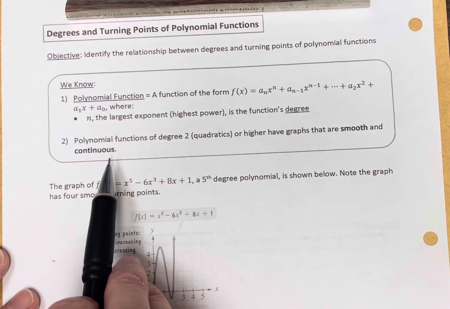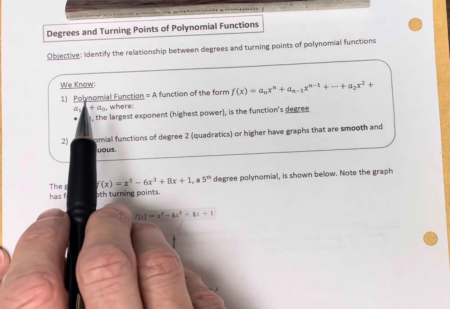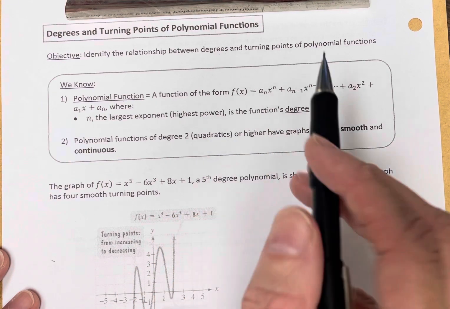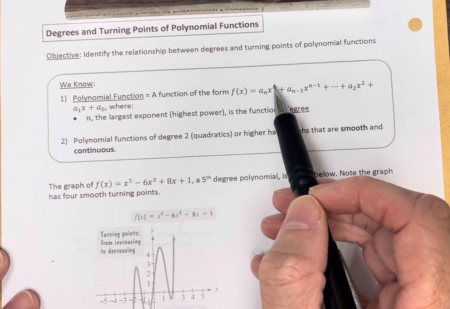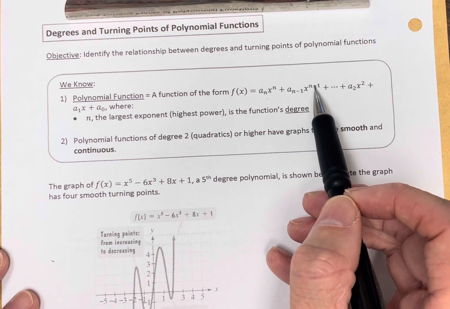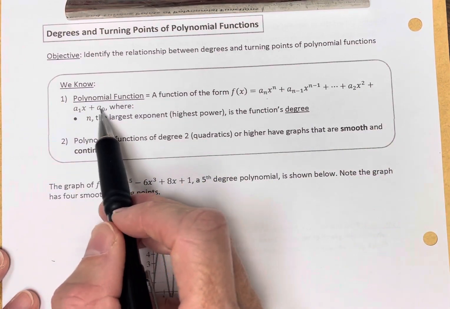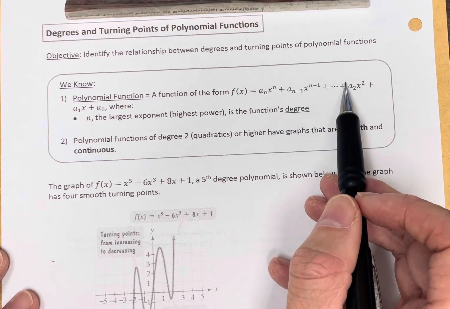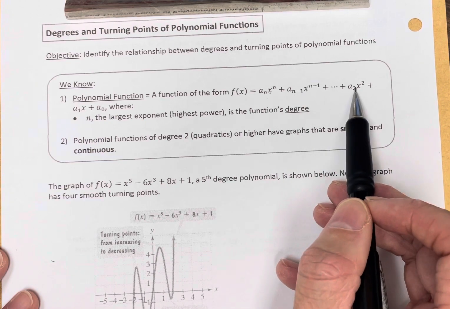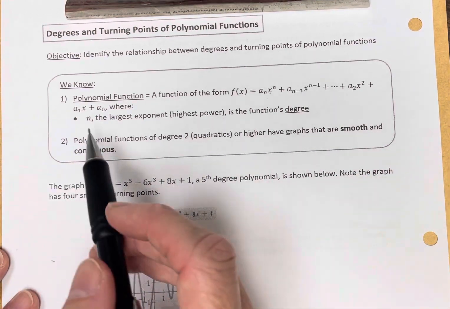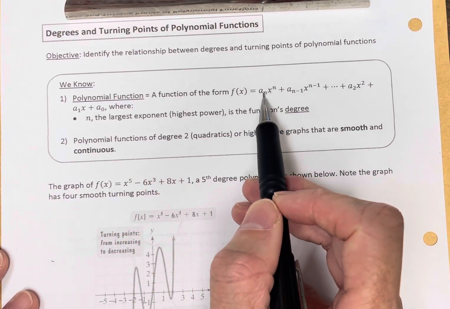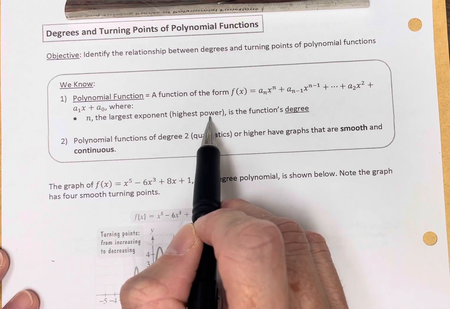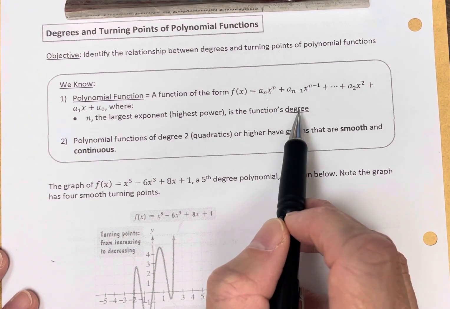So what do we know coming into this that is going to help us? Well, we know what a polynomial function is: a function of the form f of x equals coefficient times x to a power plus coefficient times x to a power, etc., and this is the constant term here. When our powers of x are written in order from greatest to least, we call that standard form. And we want to note that the largest exponent, or the highest power, is called the function's degree.